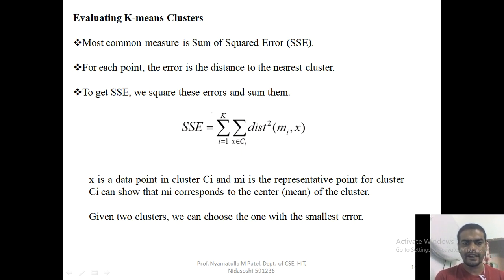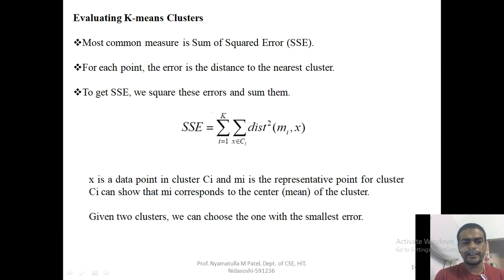So what is the sum squared error? SSE is equal to summation i equals 1 to k. K is nothing but how many clusters I want to form. We start with 1, then move up to k. Then summation of x belongs to C of i, distance squared of m of i comma x. What is this x? X is a data point in a cluster C of i. And what is m of i? M of i is the representative point of the cluster C of i. M of i is nothing but the mean, or the center of the cluster.